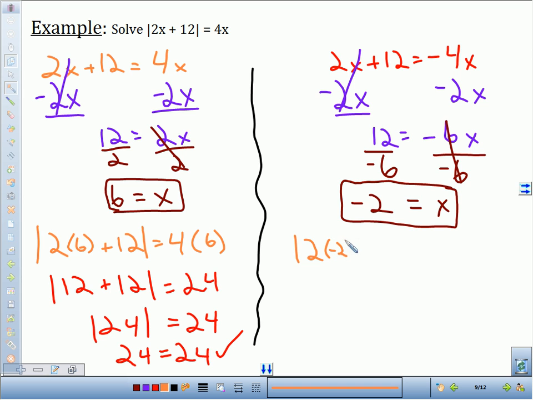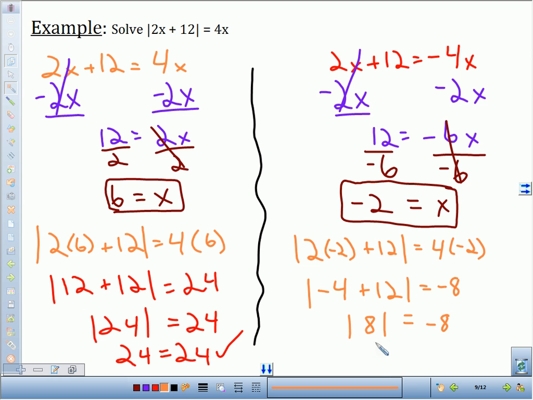The absolute value of 2 times negative 2 for x, plus 12, equals positive 4, not negative 4, because we're going to the original equation, 4 times negative 2. Well, negative 2 times 2 is negative 4, so I've got negative 4 plus 12 equals negative 8. Negative 4 plus 12 is 8.